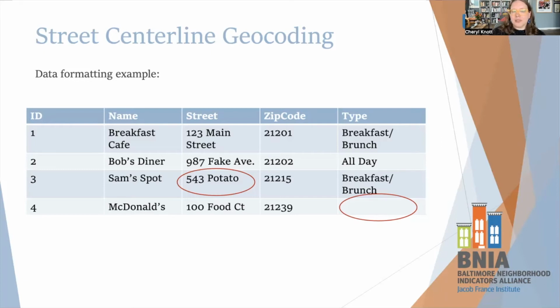But again, with this example of Sam's Spot, by missing the street type, that could lead to some problems when we're doing our processing. And we might have to do a little bit of work to figure out where exactly this particular restaurant is located if we want to get it included in our map and in our analysis.